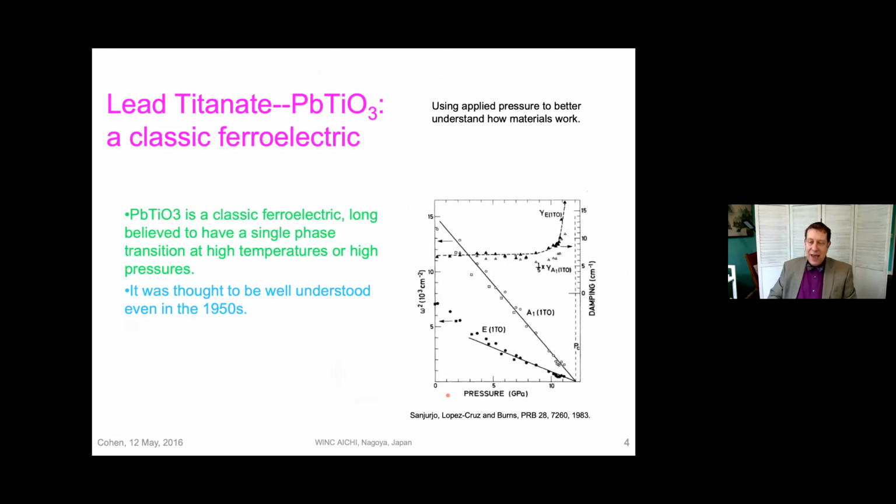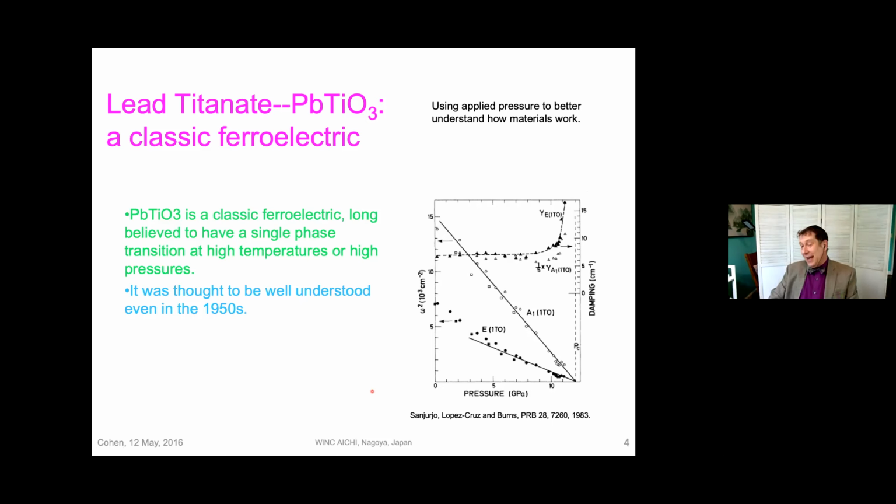So what was thought back in the 1980s was that if you put pressure on a ferroelectric, such as barium titanate or lead titanate, then the ferroelectricity went away. And in fact, experiments seem to show this, so that if you looked at the Raman frequencies, this is, I think, lead titanate. As you go up in pressure in lead titanate, the soft modes go down to 0, and above that was thought to be cubic.